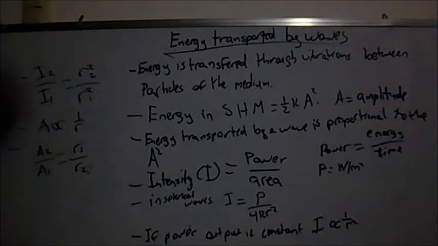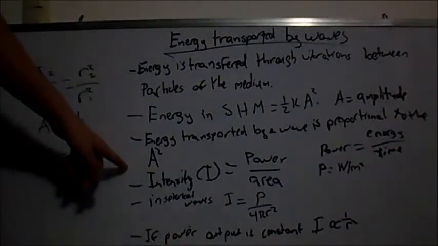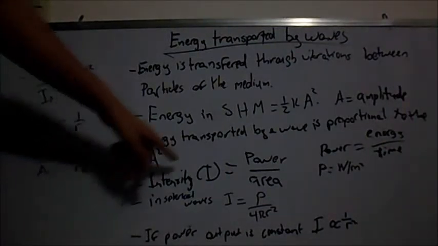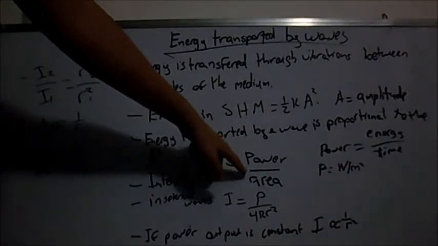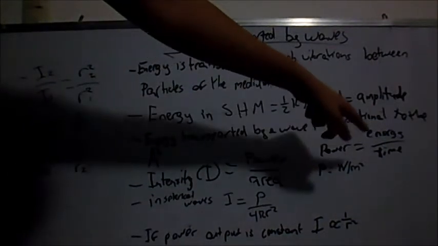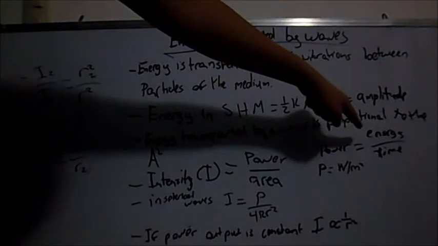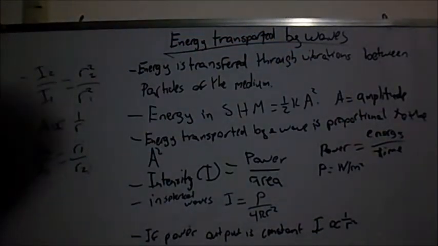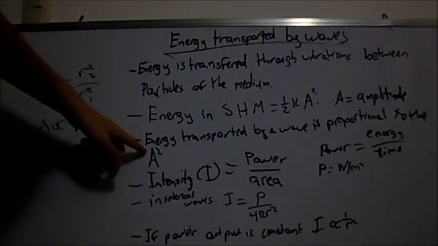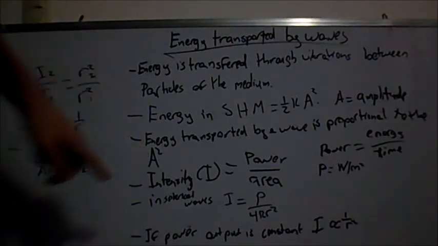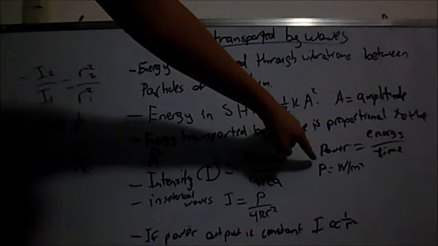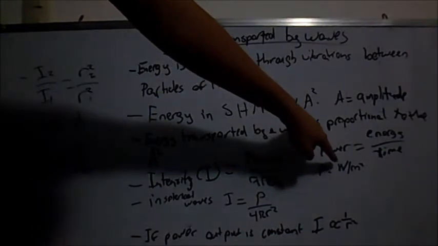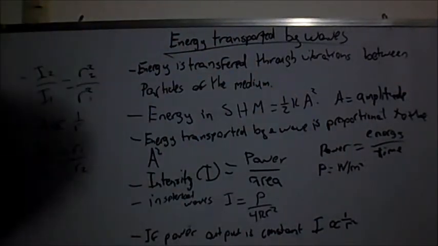We're going to learn a new term here. It's called intensity. Intensity is power over area. And don't forget that power is energy over time. Since it's proportional to energy, intensity is also proportional to the square amplitude of a wave. And the unit of intensity is watts per meter squared.